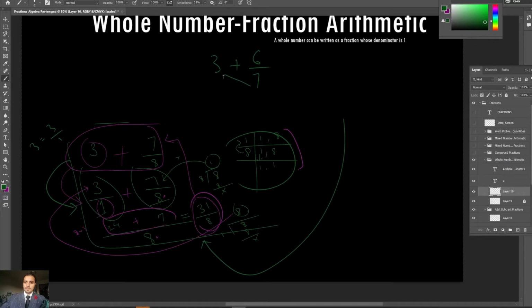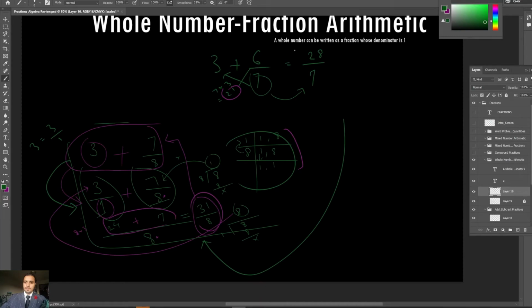You can just multiply 3 with 7, which is 21. And then add 6 to this 21. So 6 and 21 will be 28. So 28 divided by 7. Remember to put the 7 underneath here too. So 28 over 7 is the same as 3 plus 6 over 7.